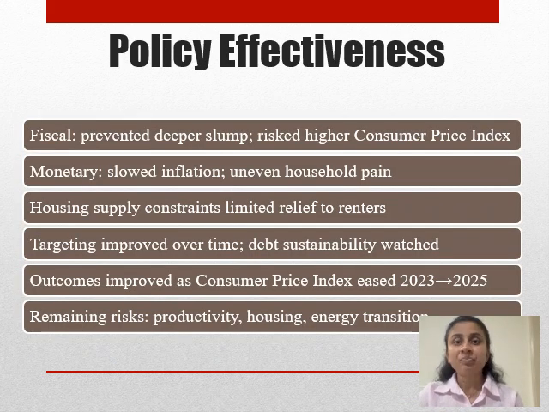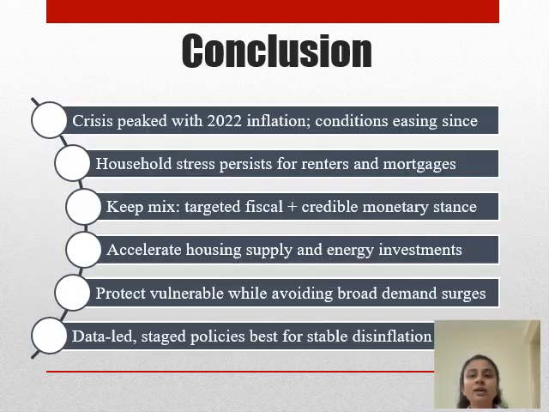Overall, fiscal and monetary policies were partially successful. Fiscal support prevented economic collapse and maintained employment. Monetary tightening gradually reduced inflation, but its impact was uneven across households. The experience shows that coordinated, data-driven policy is essential to sustain stable prices while protecting vulnerable groups.